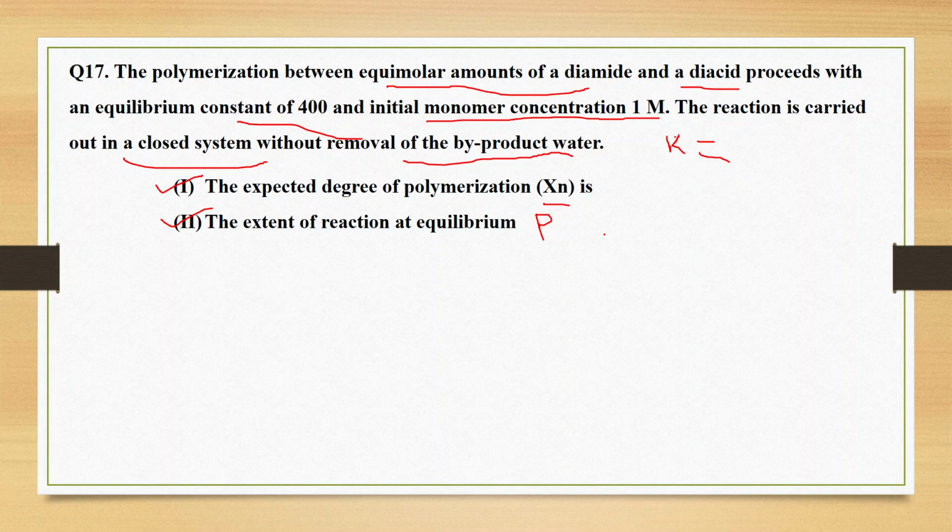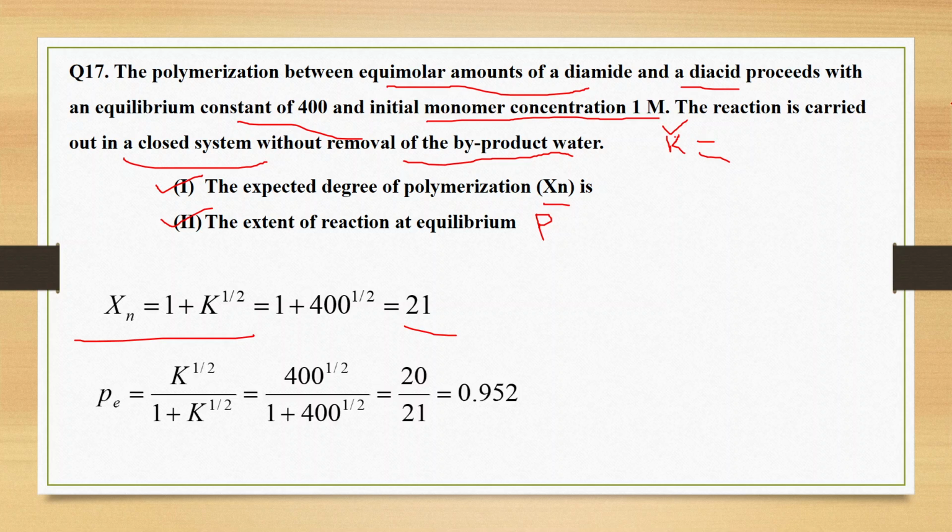21 and 0.952. So everyone is giving the same answer. I'm happy that everyone is able to solve this one. This is the formula that you have to use while calculating the expected degree of polymerization when the equilibrium constant is given. That is Xn equals 1 plus k to the power half. This is the simplest formula, so the answer will be 21.